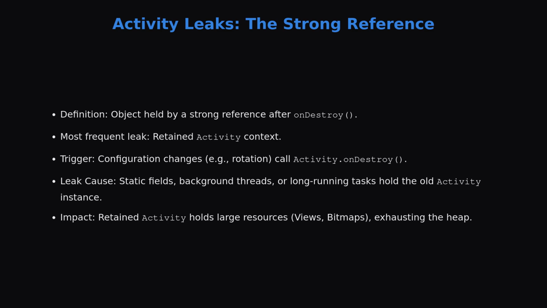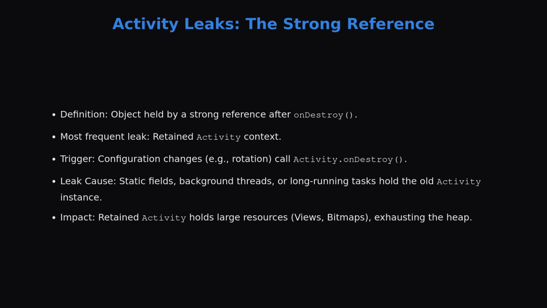Your application is crashing, but not because of a bug. It is silently running out of memory. A memory leak occurs when an object is held by a strong reference after its life cycle has ended, preventing garbage collection. The most frequent Android leak involves the activity context itself.